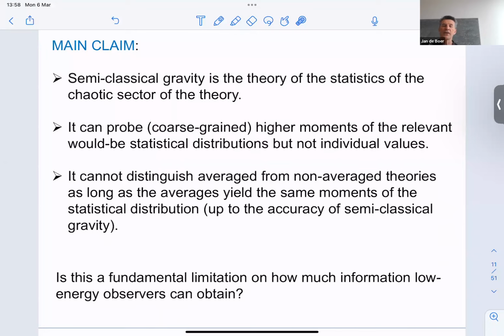And it can probe coarse-grained higher moments of the would-be statistical distributions, because, as I was saying, it looks like these energy levels were sampled from some probability distribution. You can discover features of that probability distribution, but not the individual values. In some sense, it cannot really distinguish average from non-average theories, as long as the averages in your average theory yield the same moments of the statistical distributions as the ones that you can probe with semiclassical gravity. So there's a fundamental limitation on how much information low energy observers can obtain. You can just get some moments of the statistics of this high energy part of the spectrum, but you can never see the individual values.